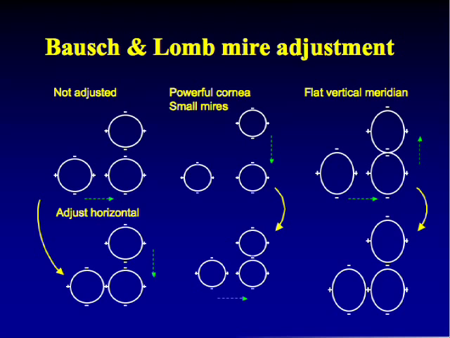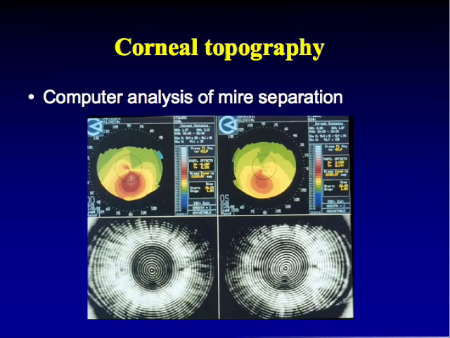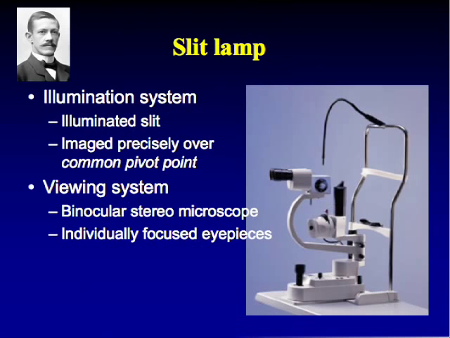Here's an example of a flat vertical meridian, so you're going to have to increase the separation more vertically than horizontally. Then you look at the number on the keratometer to get your answer. Again, there are automated keratometers that automatically measure the size and position of these reflected mires. There is also, of course, corneal topography, one form of which looks at these projected mires and then uses a computer to determine the separation and to convert that into a map of the corneal curvature over the whole surface of the cornea, rather than just an average keratometry that optical keratometers will calculate.